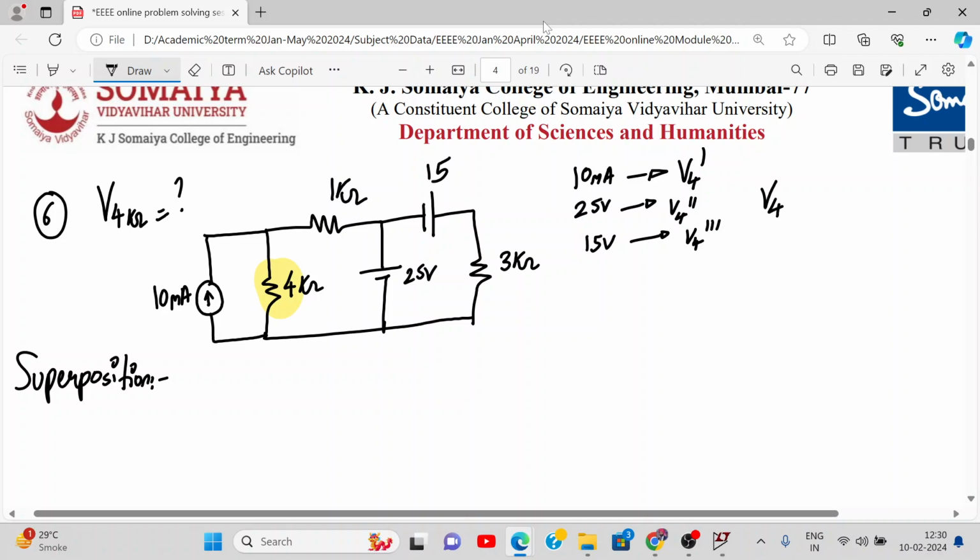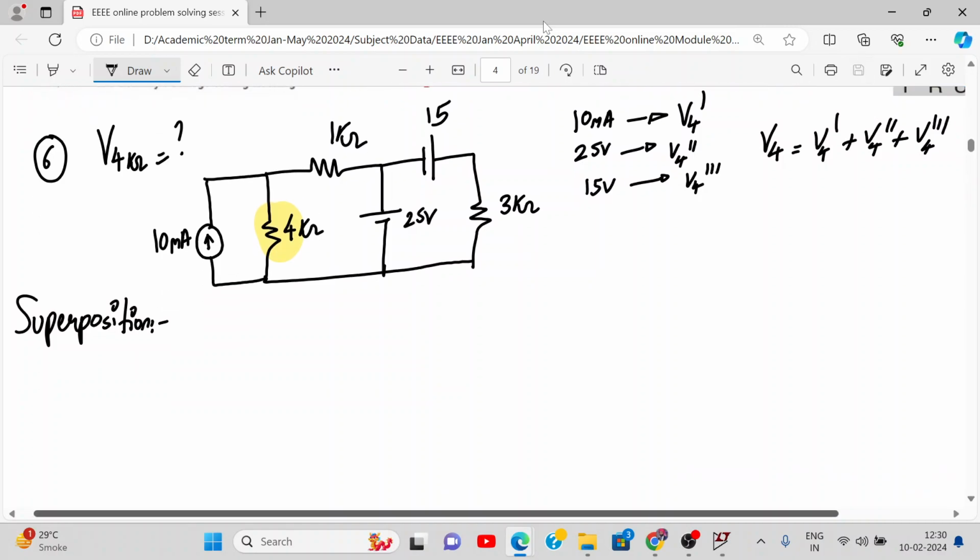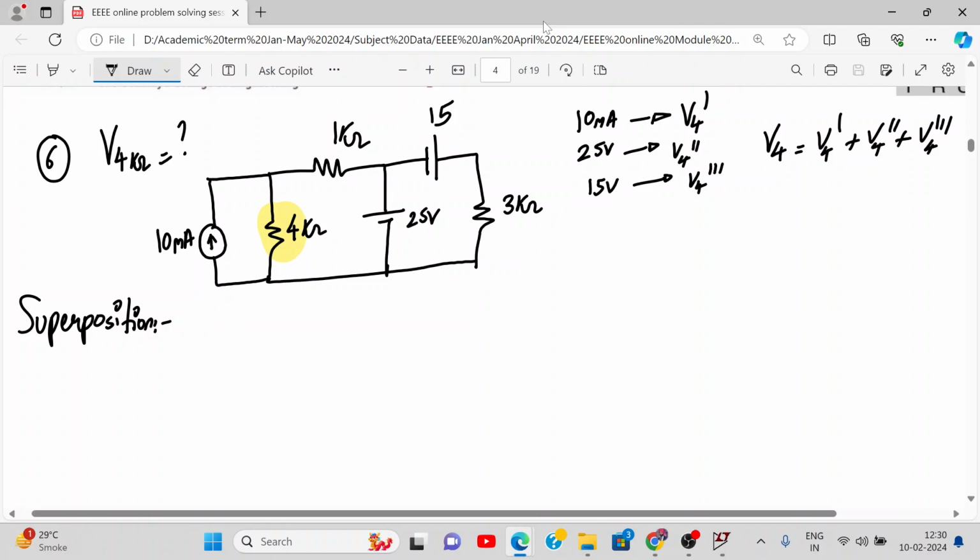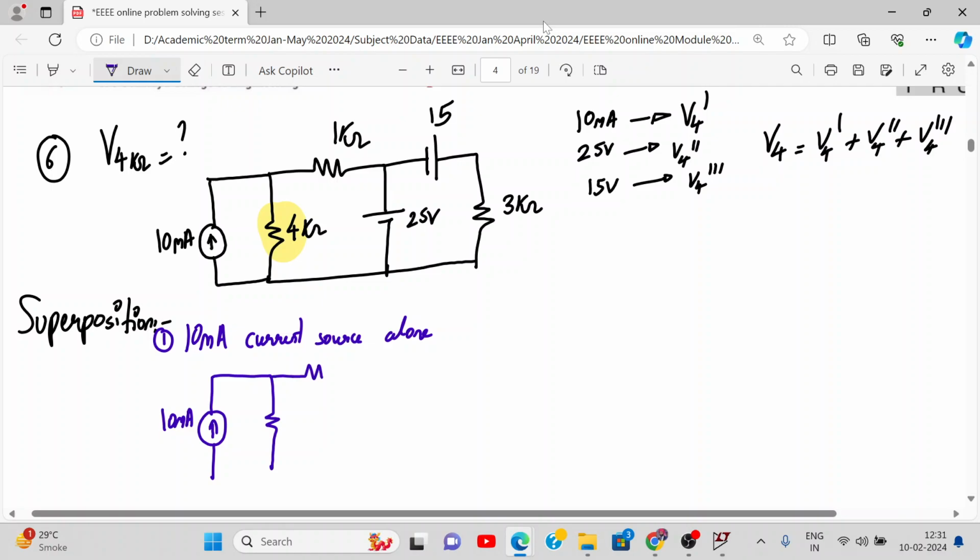So what is the superposition theorem saying? V4 is V4 dash plus V4 double dash plus V4 triple dash. So understood the theory? Can we start with this? So let's first consider 10 milliampere current source alone. First case. So I'll only draw 10 milliampere current source alone. Rest of the sources will be short circuited. Okay. So this voltage source, I will be drawing it as short circuit.